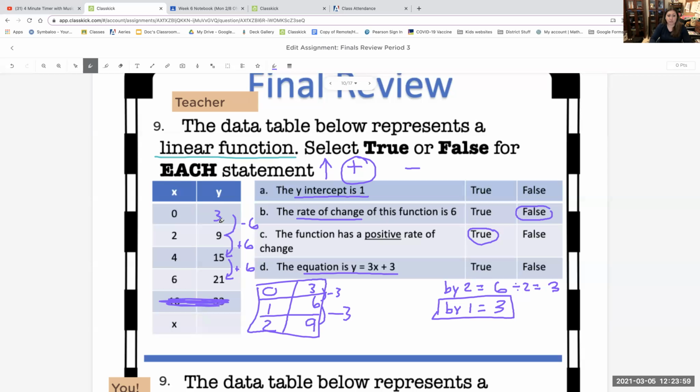So right here is where we're going to put our equation. What's our equation? We have y equals, what's our slope? Our slope is 3, so 3x. What's our y-intercept? Our y-intercept is at 3, so plus 3. So is it true that the equation is y equals 3x plus 3? Yes.